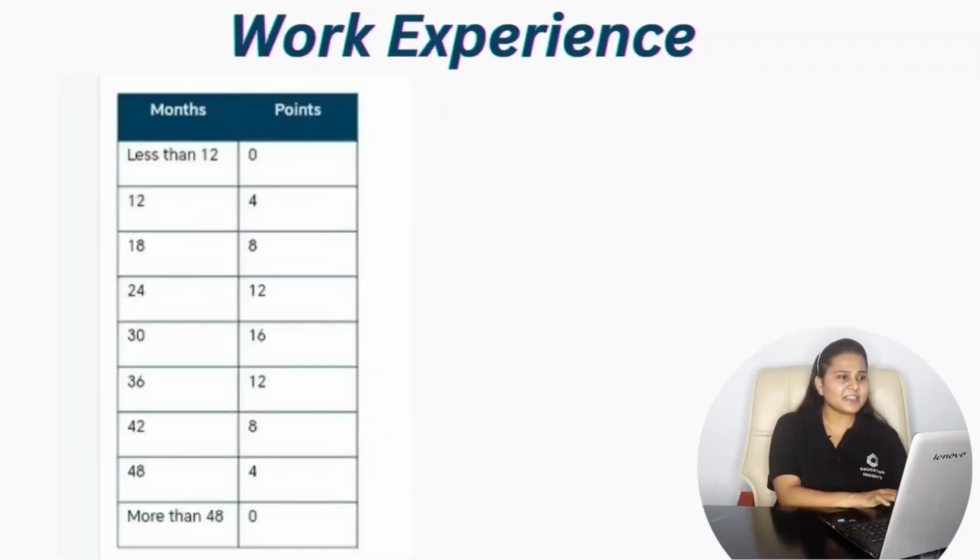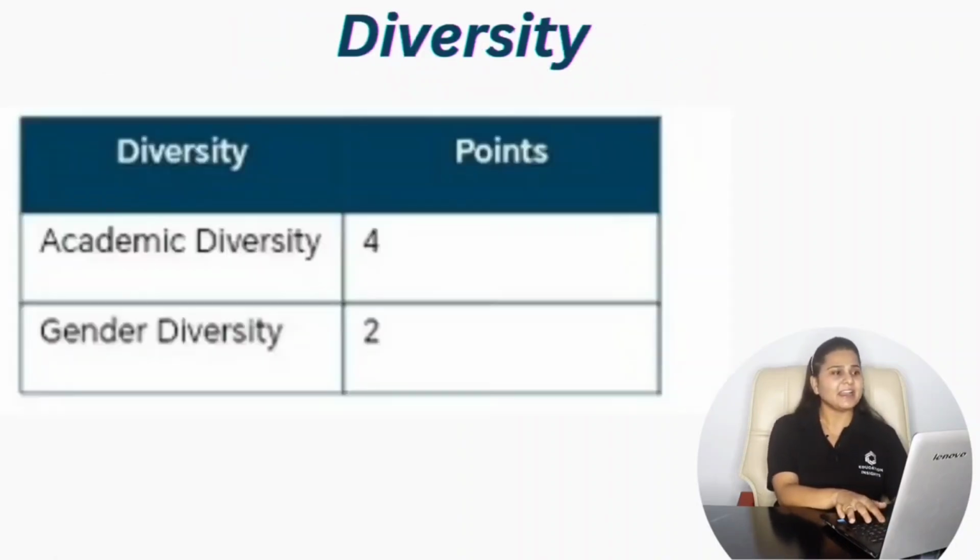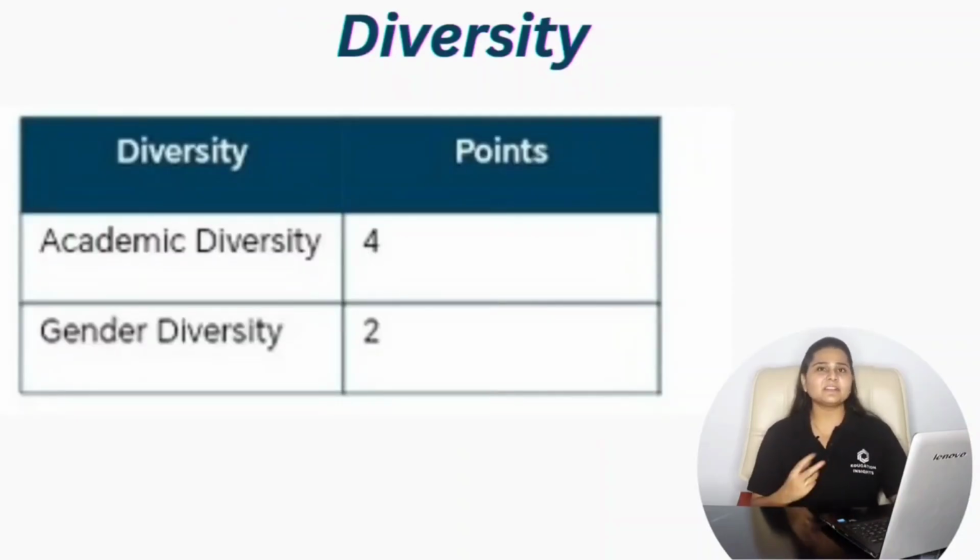Then if we consider work experience, if you have 12 months of work experience, there are 4 points. If your work experience is 18 months, there are 8 points. In this way, depending on your work experience, you can calculate your points for the Indian Institute of Management Bodh Gaya, and 16% weightage is given to work experience. In diversity, 4% weightage is given to academic diversity and 2% to gender diversity. These are the factors considered in the final selection criteria of IIM Bodh Gaya for the composite score calculation, and then the final list of selected candidates is prepared.